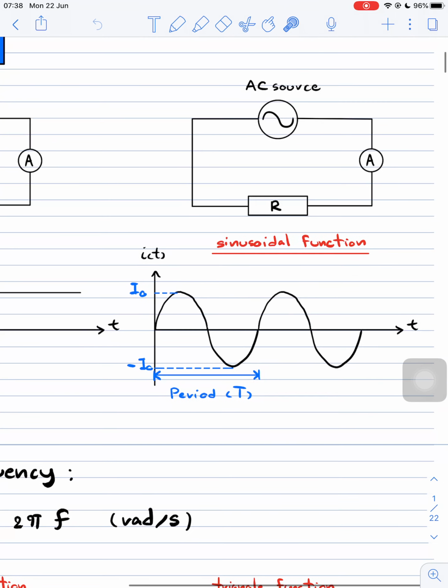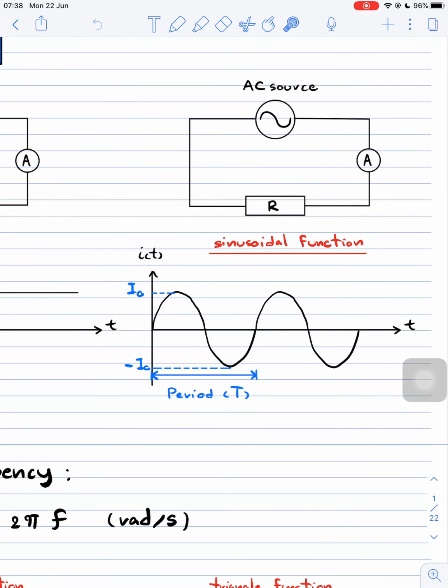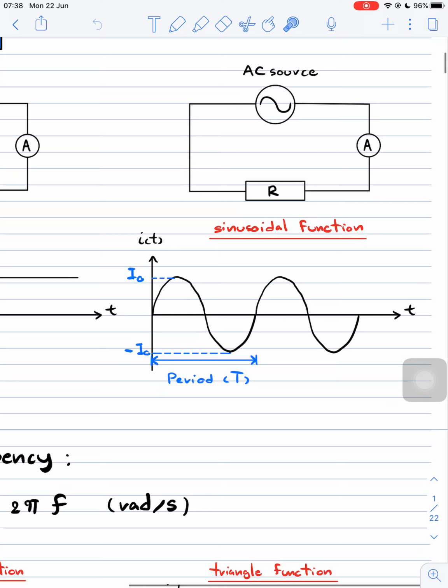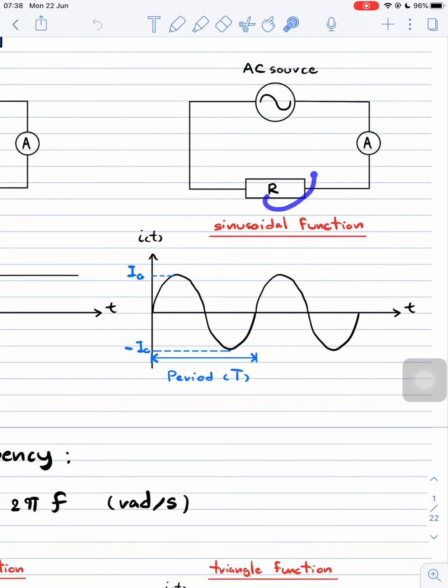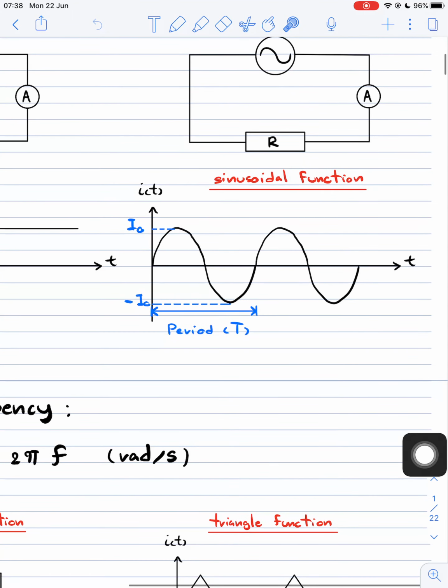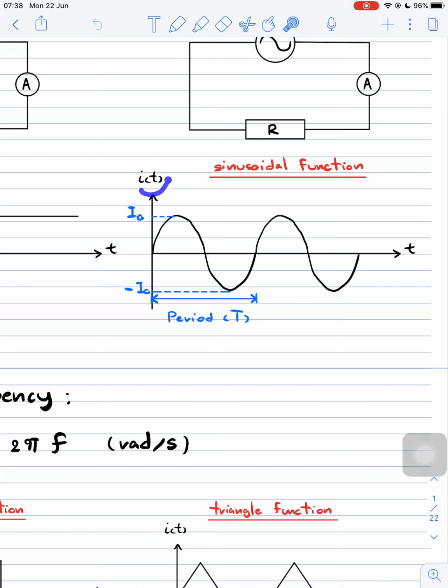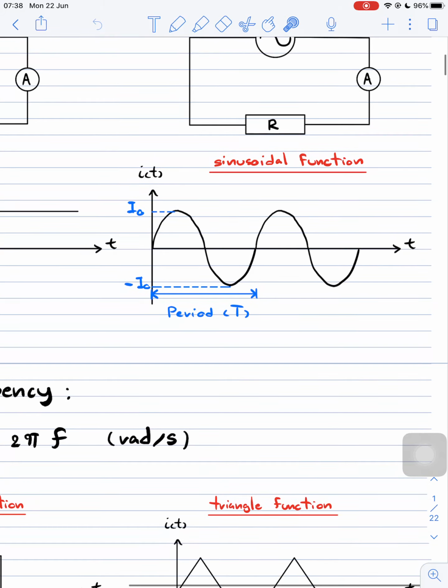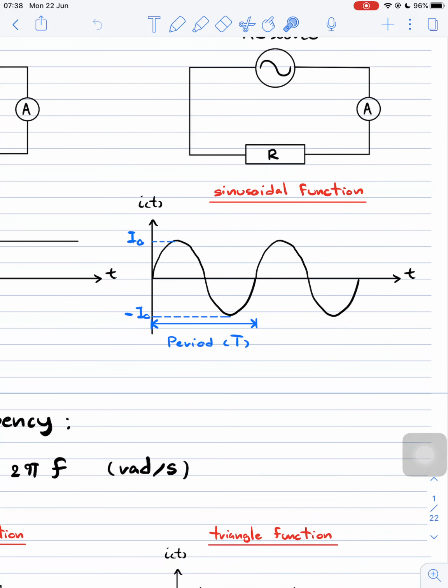But on the other hand, if we have the AC source, this will be the symbol of the AC source. It just looks like the sine function. And we connect this AC source with a resistor and the ammeter. So if we look at the graph between the current and the time t, you can see that the current will just oscillate up and down.